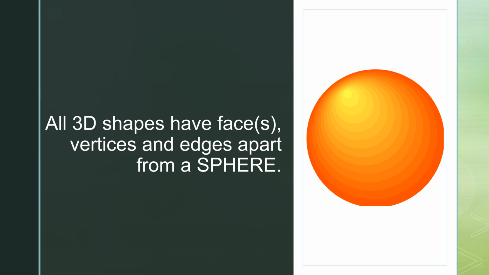You also need to take note that all 3D shapes have face or faces, vertices, and edges apart from a sphere. So for a sphere, we only talk about just one surface. Okay, I need you to take note of that.